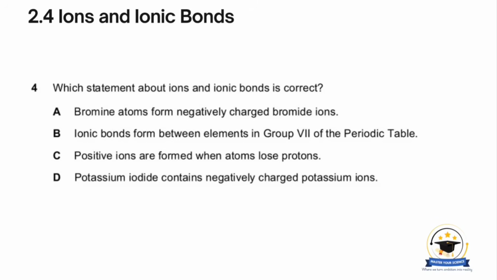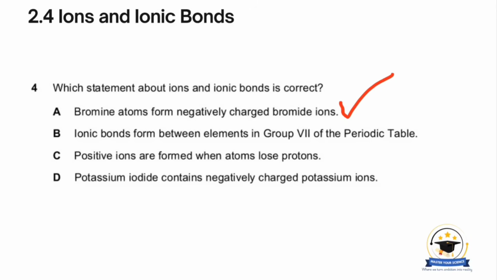This question is asking which statement about ions and ionic bonds is correct. A says bromine atoms form negatively charged bromide ions. So this statement is correct. Bromine is a non-metal. It will prefer to gain electrons to form negatively charged ions, which are anions.